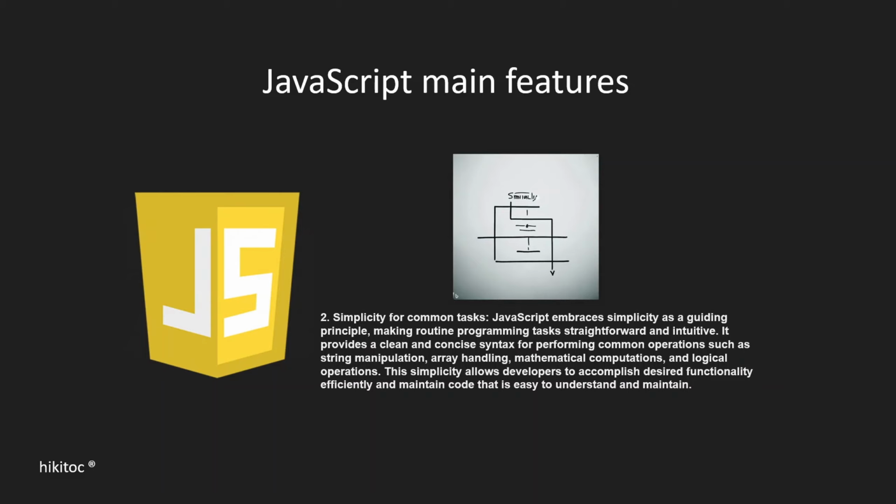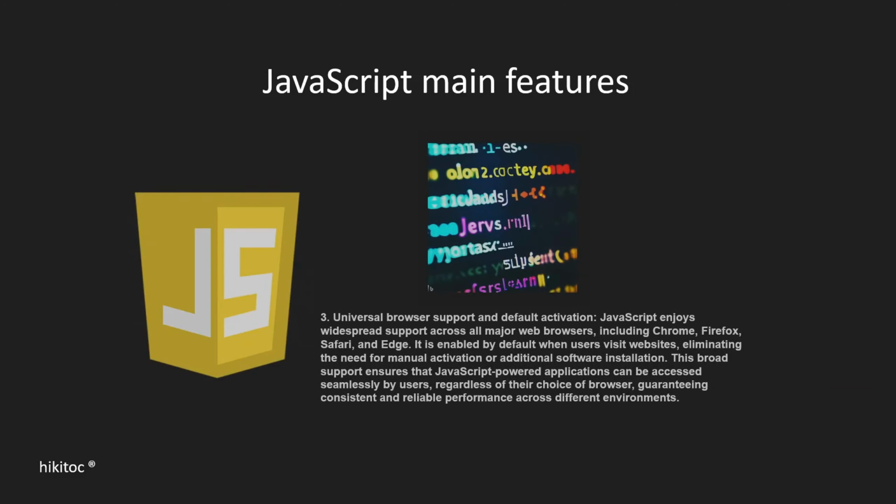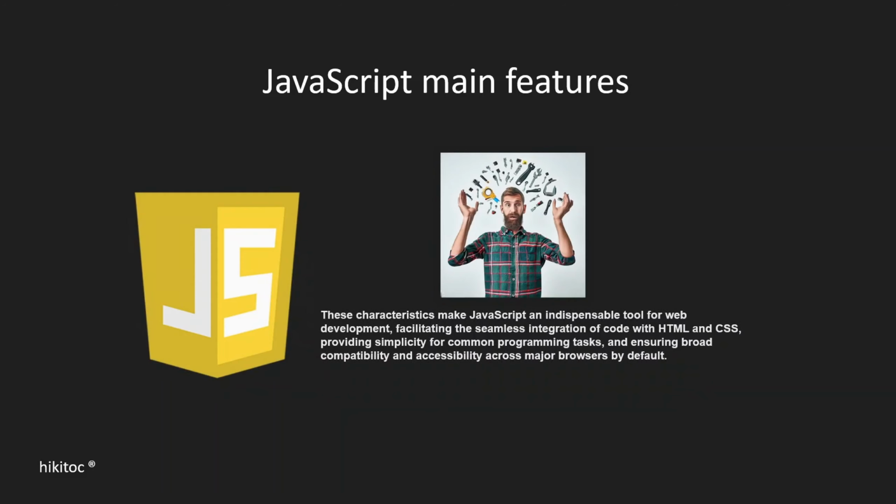JavaScript enjoys widespread support across all major web browsers, including Chrome, Firefox, Safari, Edge, and so on. It's enabled by default when users visit websites, eliminating the need for manual activation or additional software installation. So, these characteristics make JavaScript an indispensable tool for web development, facilitating the seamless integration of code with HTML and CSS, providing simplicity for common programming tasks, and ensuring broad compatibility and accessibility across major browsers by default.